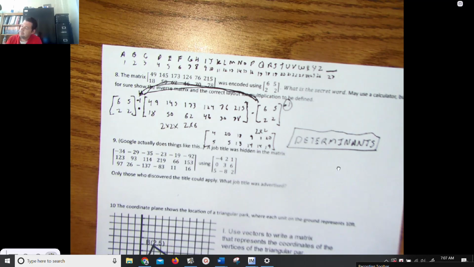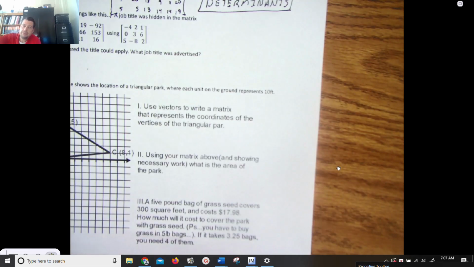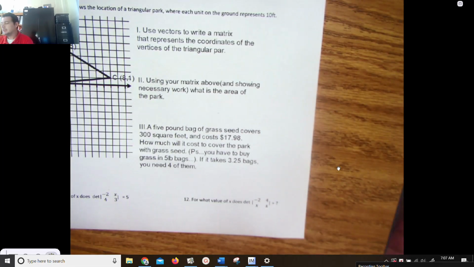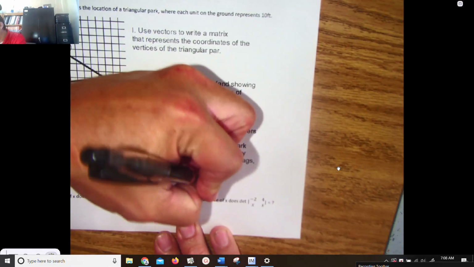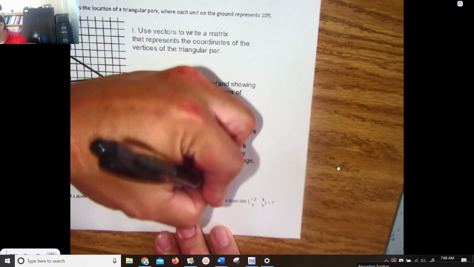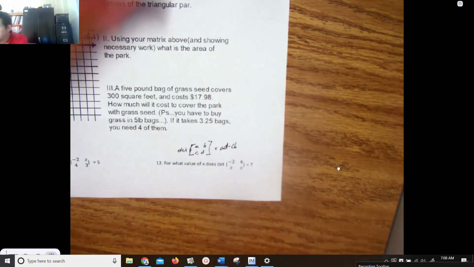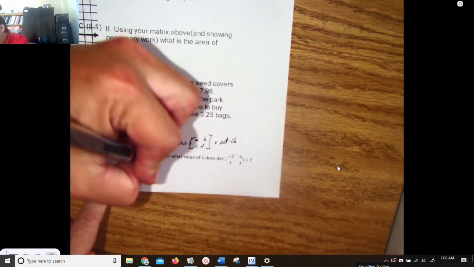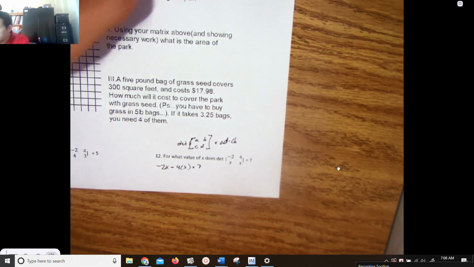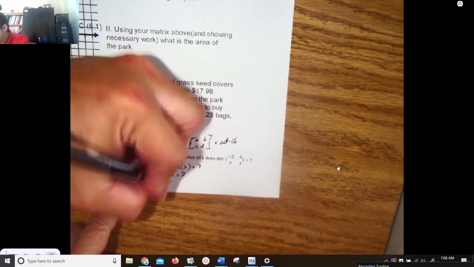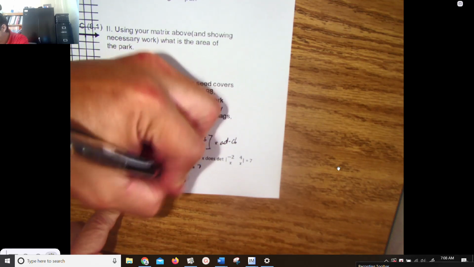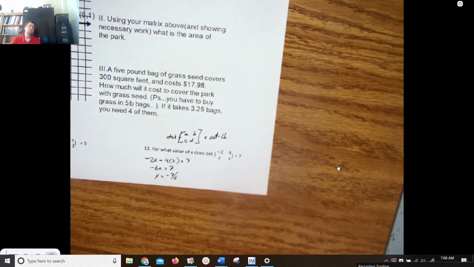You guys can do 9. I'm not going to do 10. I'll do 12. That should enable you to do 11. For what value does the determinant of that matrix equal 7? And again, the determinant of a matrix containing the elements A, B, C, and D is AD minus CB. Just a nice little simple formula. So negative 2 times x minus 4 times x must be 7. And that gives me negative 6x is 7, so x must be negative 7/6. And that is the homework for 10-4.